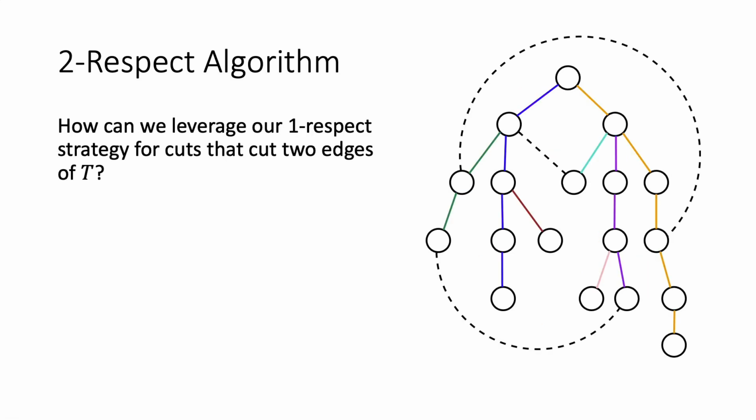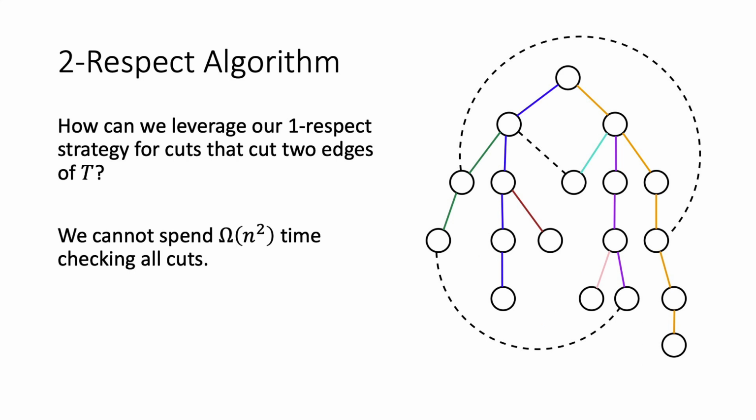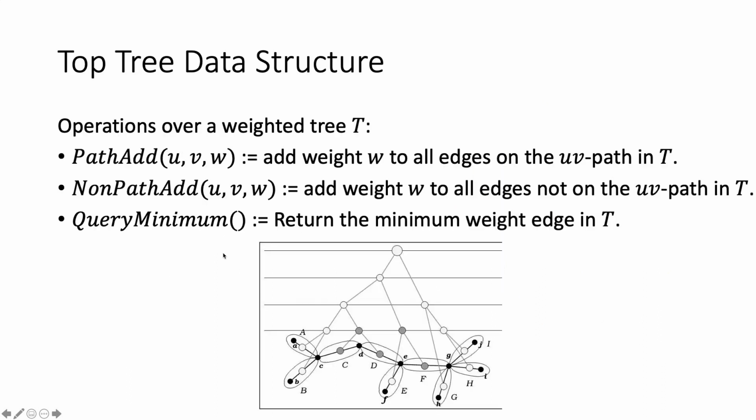Okay, so how can we leverage our one respect strategy for cuts that cut 2 edges of T? In particular, we cannot spend omega n squared time checking all of these cuts. Well, we're going to leverage this fancy data structure called a top tree. And the top tree supports, for our application, these 3 operations: path, which adds a weight W to all edges on the UV path; non-path, which adds weight W to all edges not on the UV path; and query minimum, which returns the minimum weight edge in T.